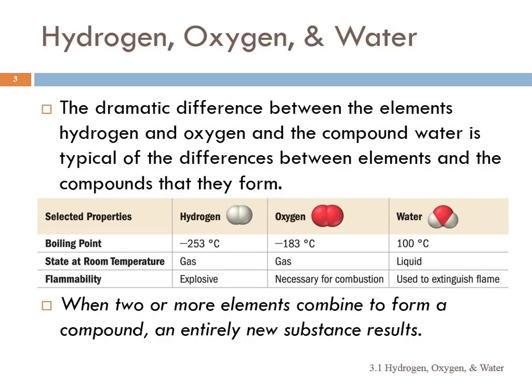Let's look at 2 elements in a compound: hydrogen, oxygen, and water. We are familiar with oxygen. We know that it's in the air and that we need to breathe oxygen to live. The boiling point of oxygen is minus 183 degrees Celsius, much below room temperature. So it's a gas at room temperature. And it is the gas that's necessary for combustion. In order for something to burn, there must be oxygen present.